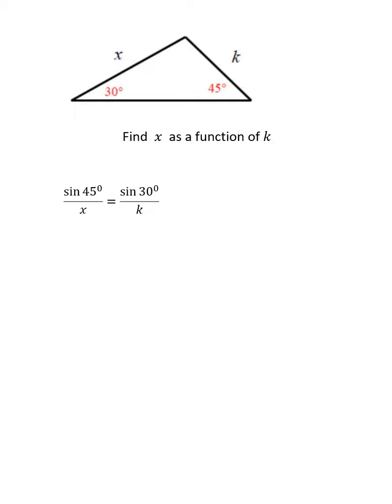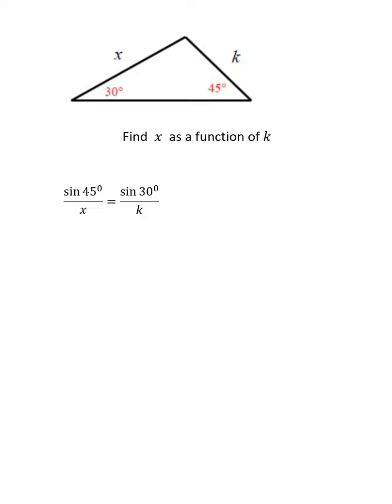Setting up the law of sines here, you'll notice that the sine of the angle is always over the side opposite of that angle. In other words, the x is opposite to the 45, and the k is opposite to the 30. So this is a proper setup for the law of sines.